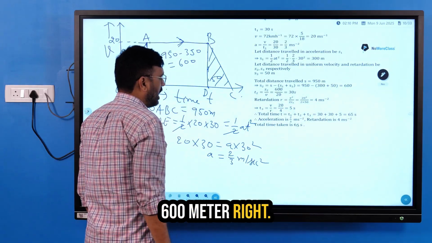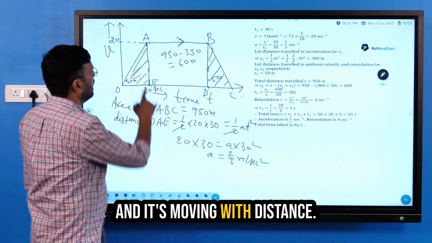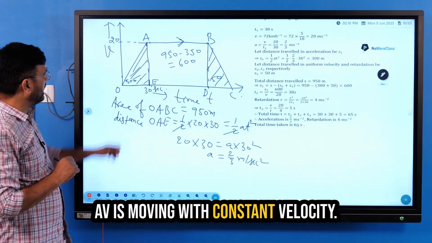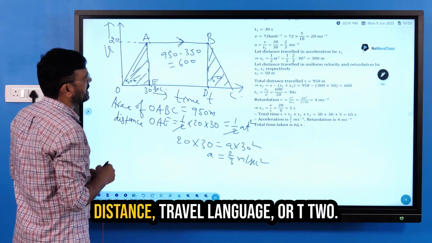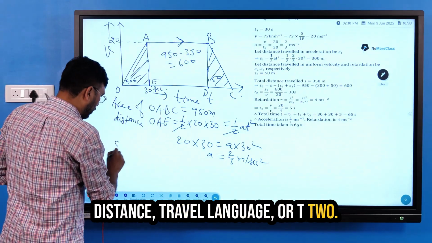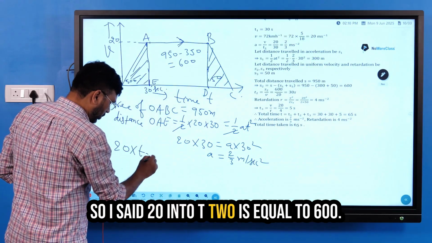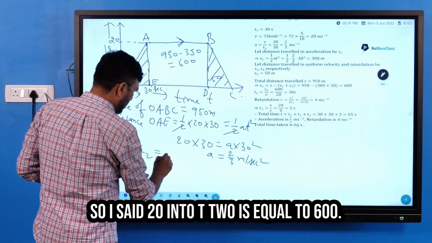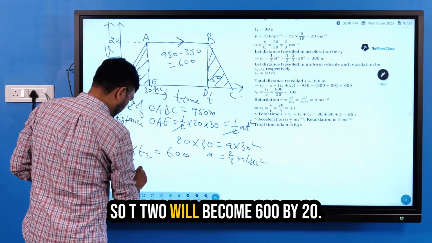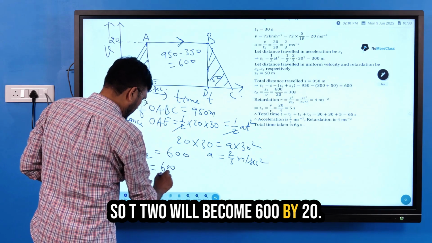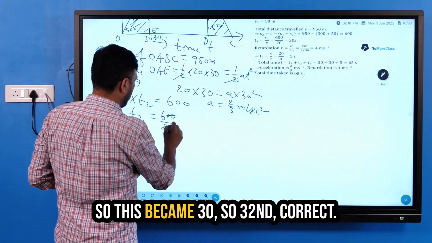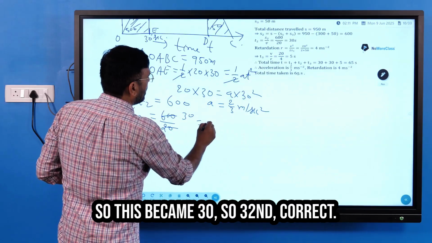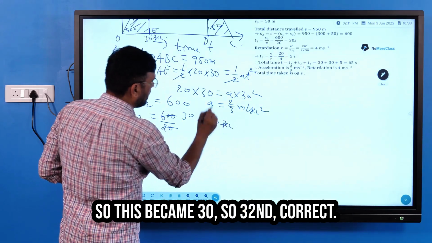And distance AB is traveled with constant velocity 20. Let's say the time spent in traveling this distance is T2. So I get 20 into T2 is equal to 600. So T2 will become 600 by 20, so this became 30 seconds. Correct.